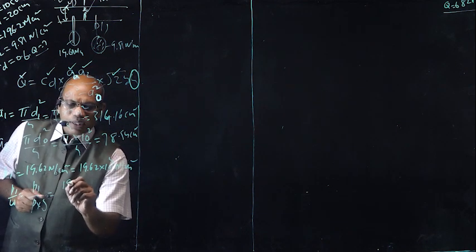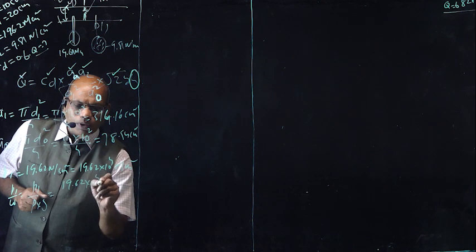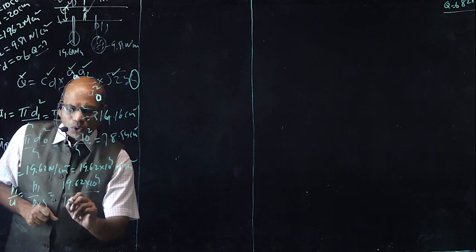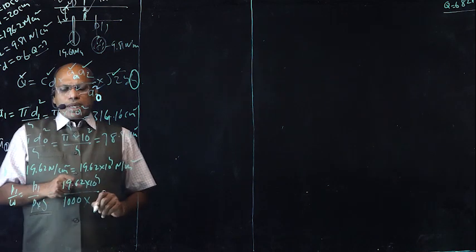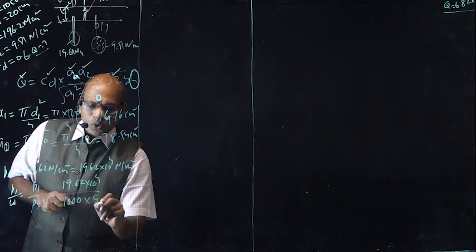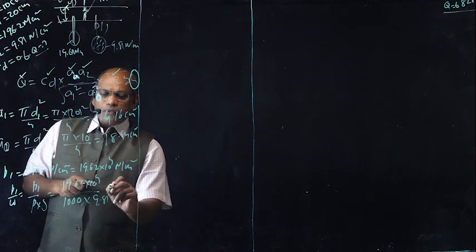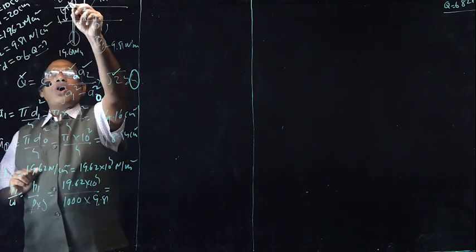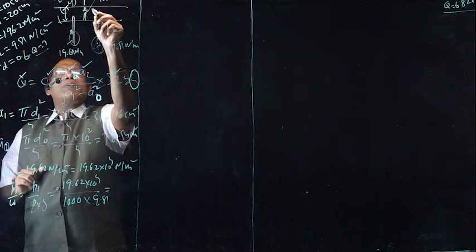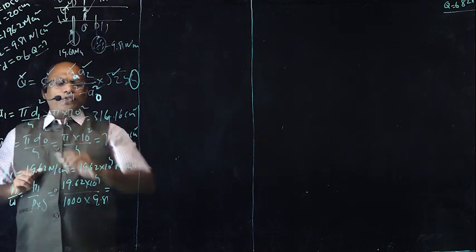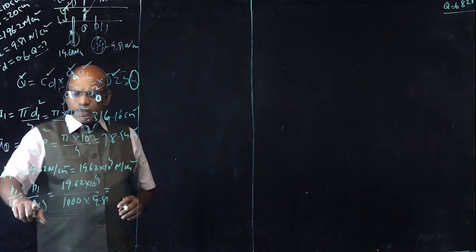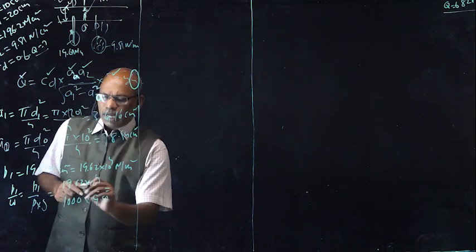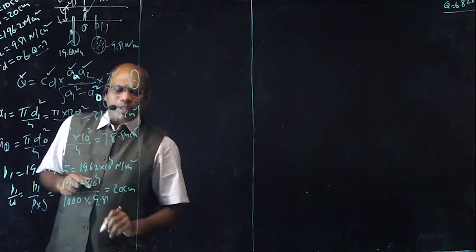Therefore, P1 by W is equal to 19.62 into 10 power 4 divided by rho value. The flowing liquid is water. Therefore, rho is equal to 1000 kg per meter cube into G value 9.81. Right. Finally, we have the pressure head at section 1-1 or upstream of the orifice. Therefore, P1 by W is equal to P1 divided by rho into G, 19.62 into 10 power 4 divided by 1000 into 9.81. This is equal to 20 meters.